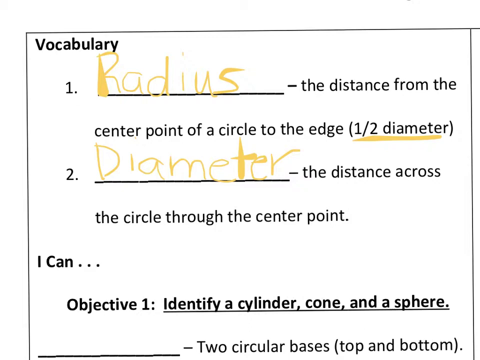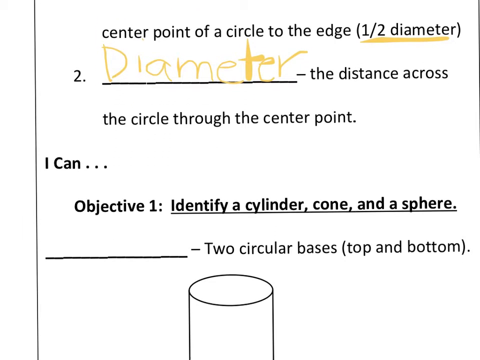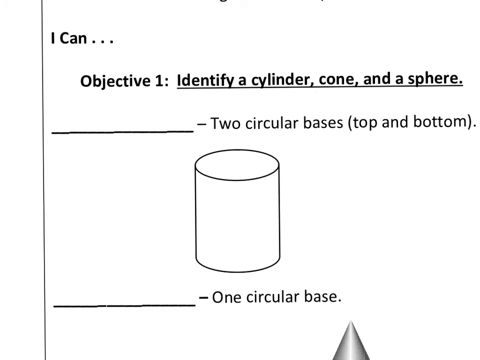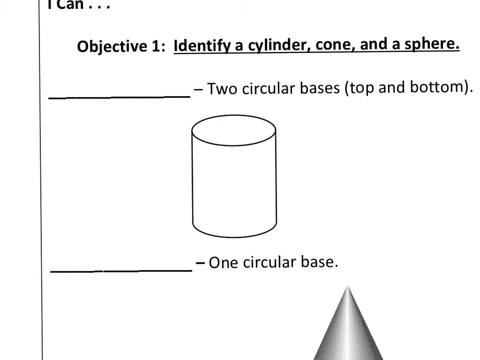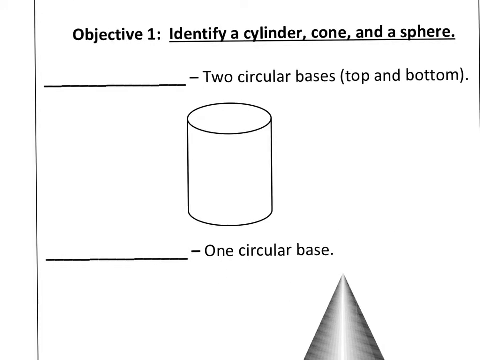The first thing you need to be able to do in order to find the volume of circular figures is identify those figures. And we need to be able to identify a cylinder, a cone, and a sphere. You've probably done this before. Remember that a cylinder has two circular bases. So some objects that might be a cylinder would be a paper towel roll, or a cup, or a pencil. It has two circular bases, one at the top and one at the bottom.